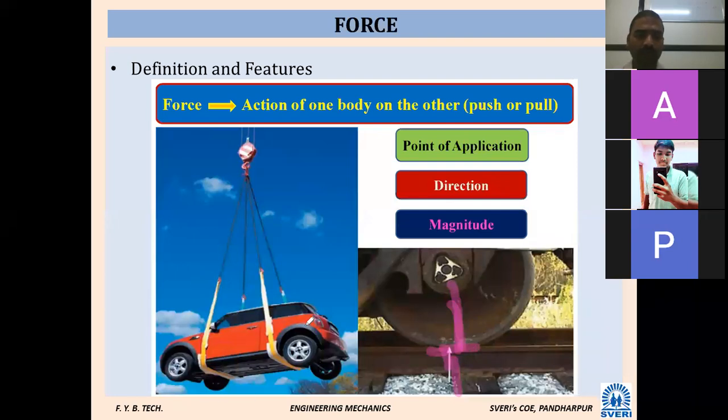When you come to this one, the crane is moving the car in the upward direction. The force of the crane is the contact force. So this is the point of application, and also this is the point of application. Next one is direction. In which direction is it moving? It is moving in the upward direction. And magnitude is how much? The weight of this car is acting on this rope. That is the magnitude of the force. Is it clear? Yes, sir.